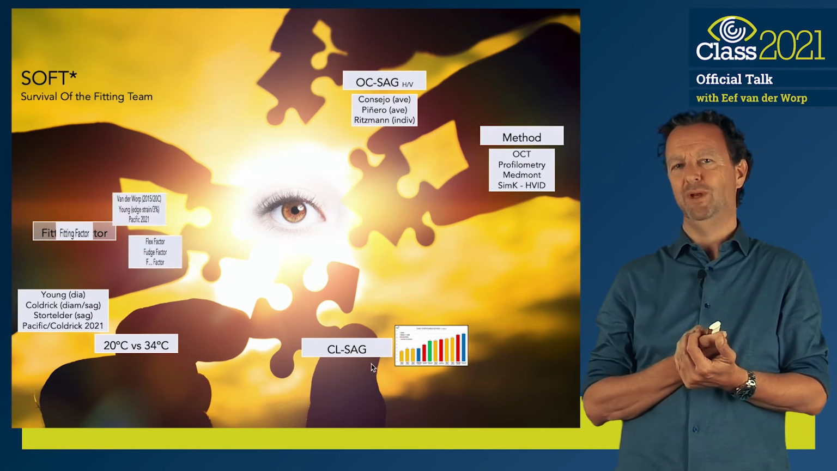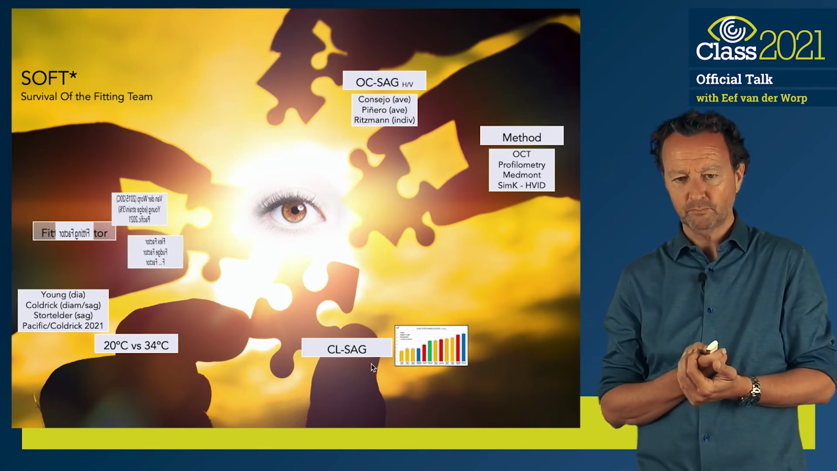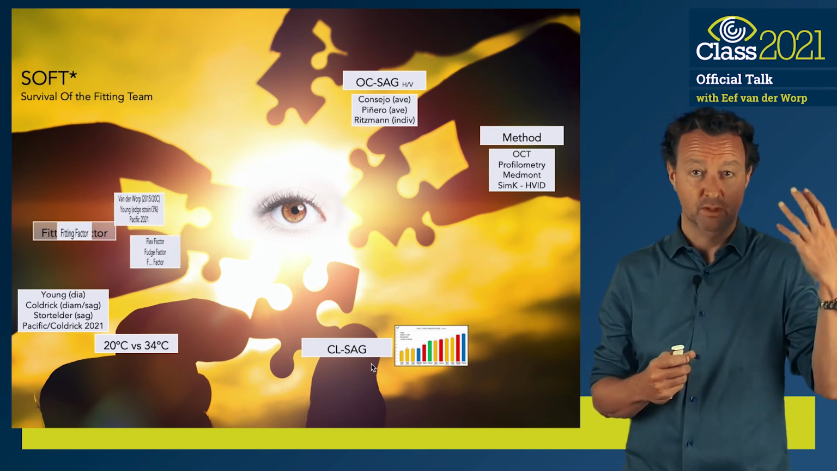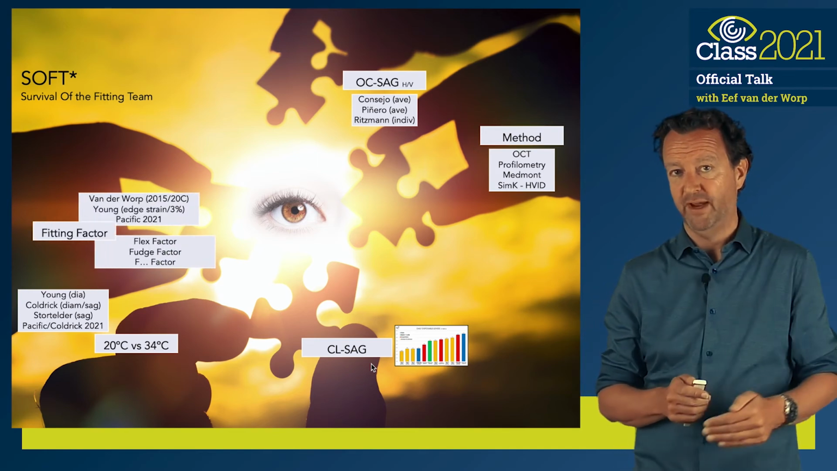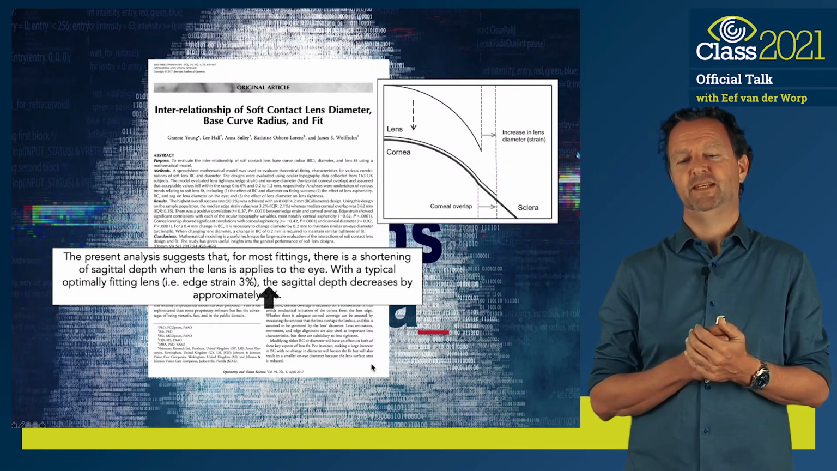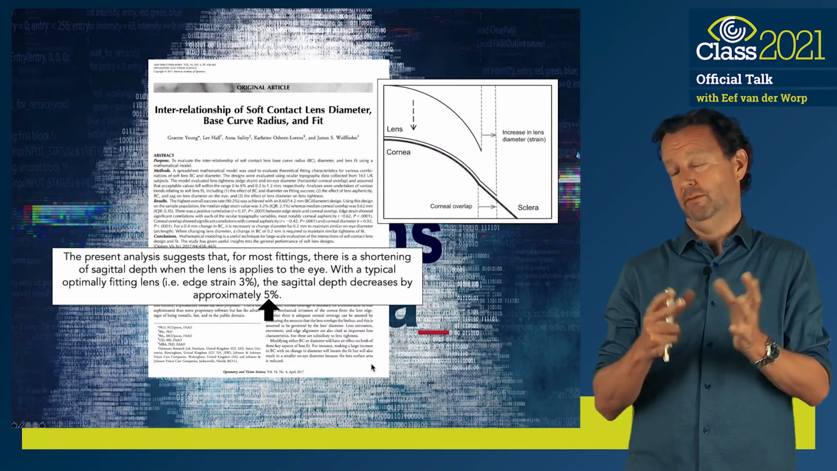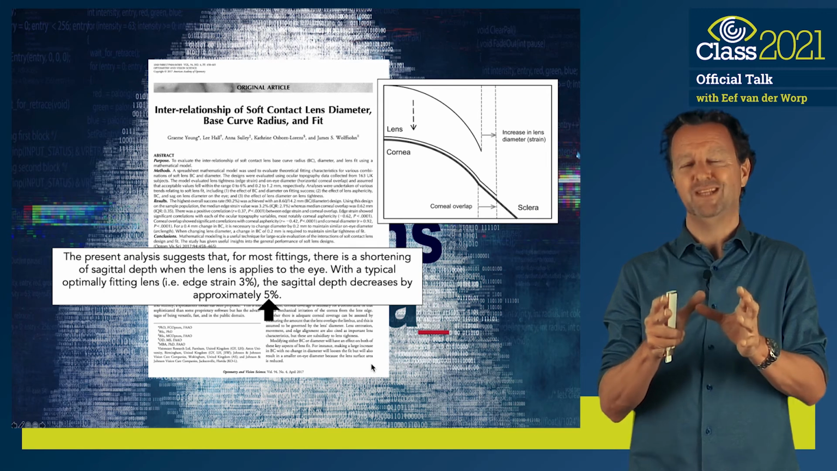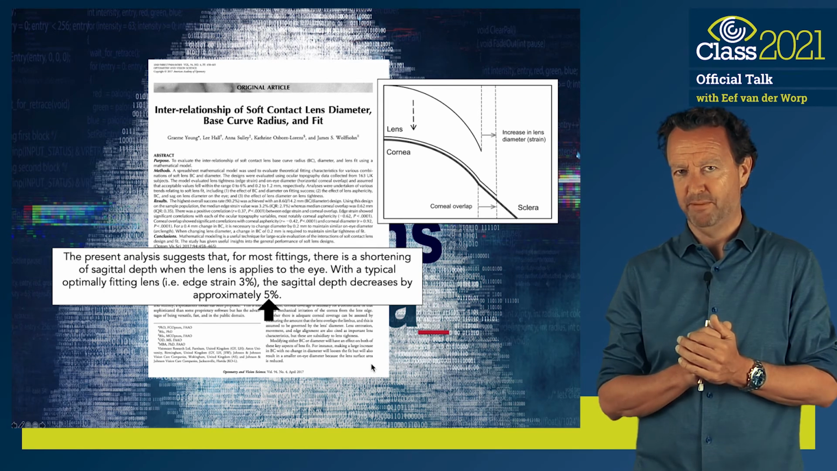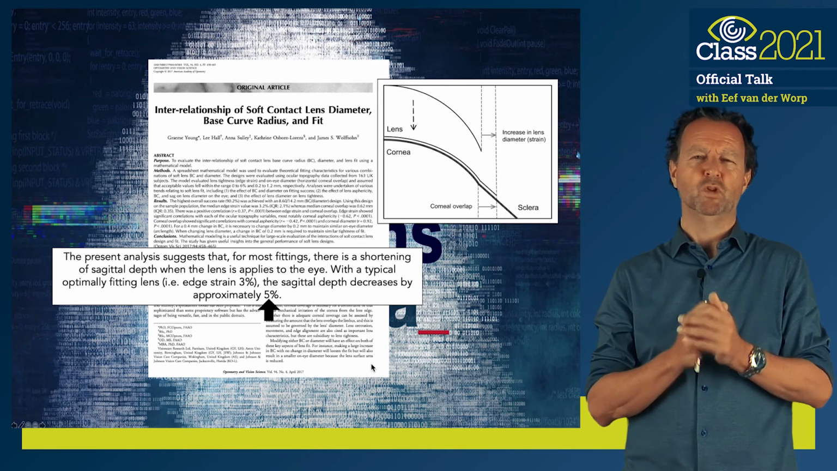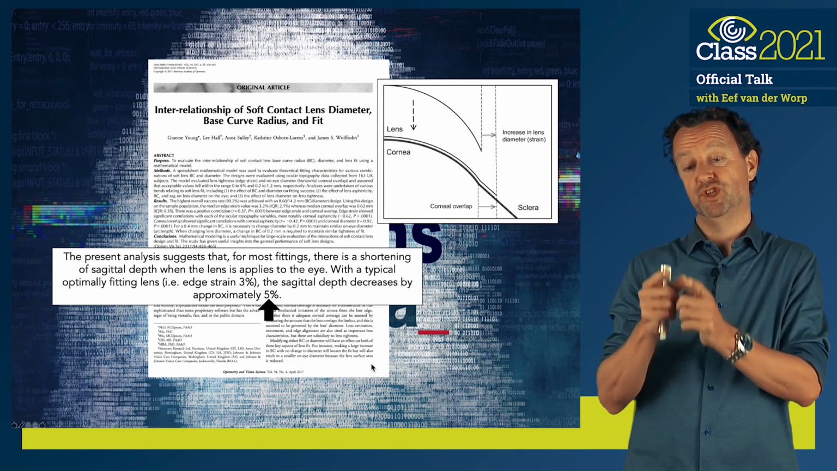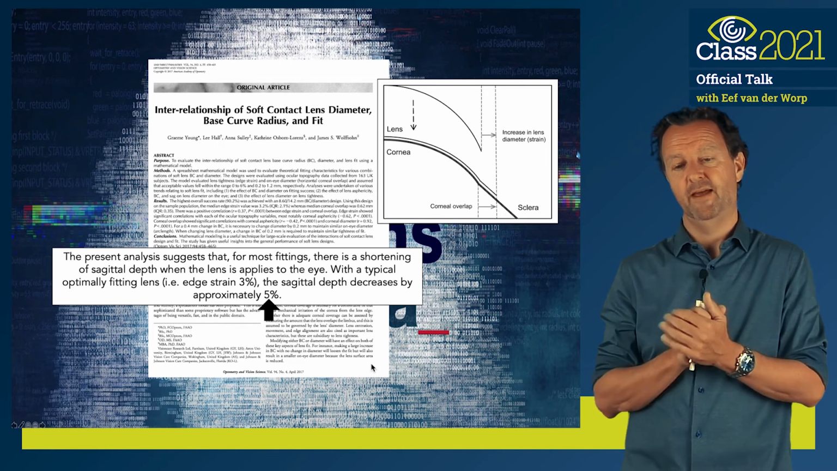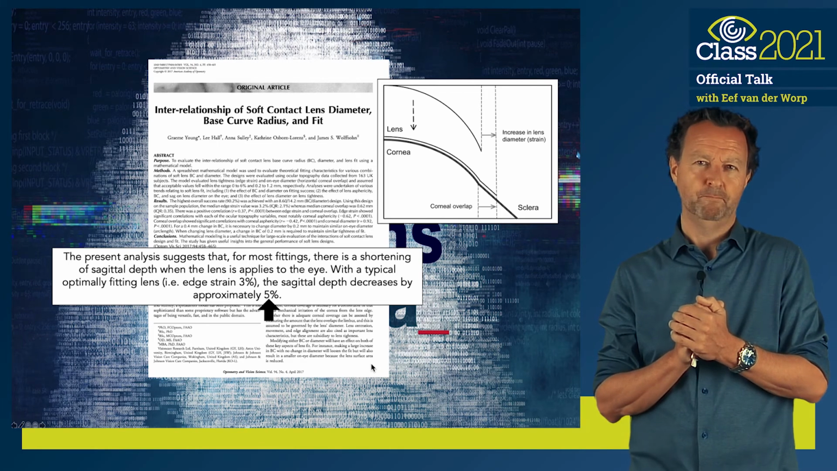What do we mean with fitting factor? Well, there's other terminology used for that, the flex factor or the fudge factor, and it's basically this. It is best defined by another paper from Graham Young, looking at the relationship between soft lenses and the eye.